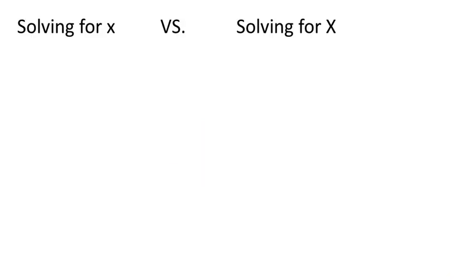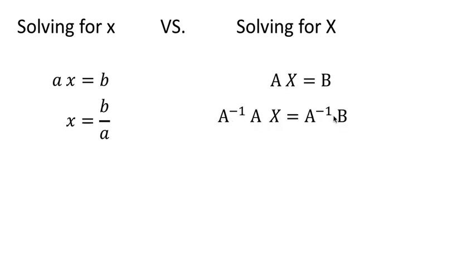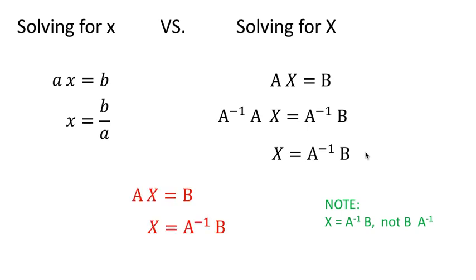Okay, how's matrix algebra different to normal algebra? Now if I'm solving for x here, I have to divide both sides by a. But with matrices, if I'm solving for x, I can't divide, I've got to multiply by the inverse. And it's really important here that I multiply by the inverse on the left-hand side. A inverse times B is not the same as B times A inverse. It has to be on the left-hand side because A is on the left-hand side of X, so the A inverse has to be on the left-hand side of B.